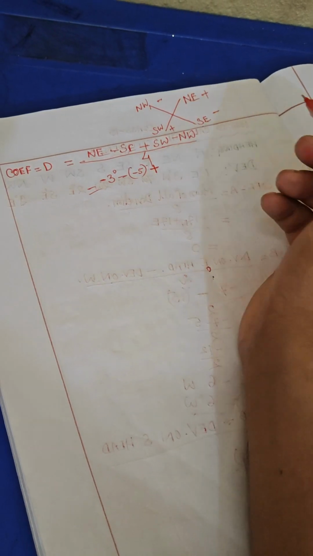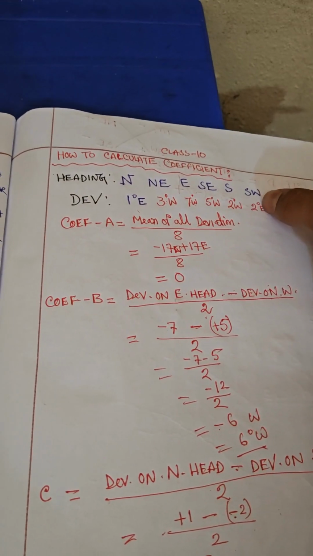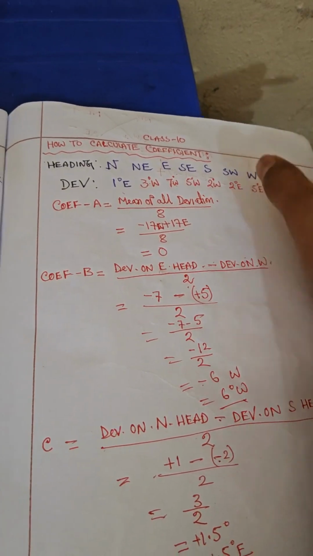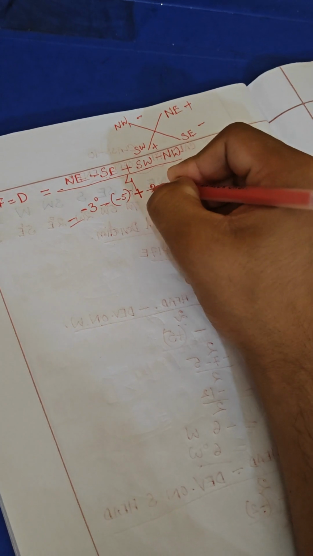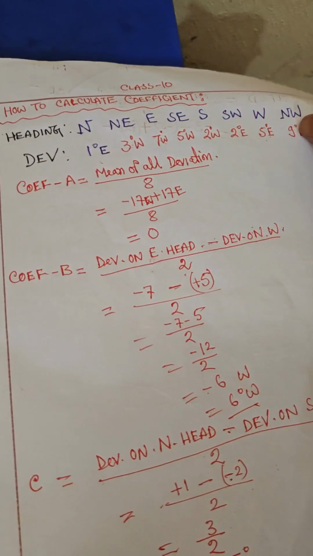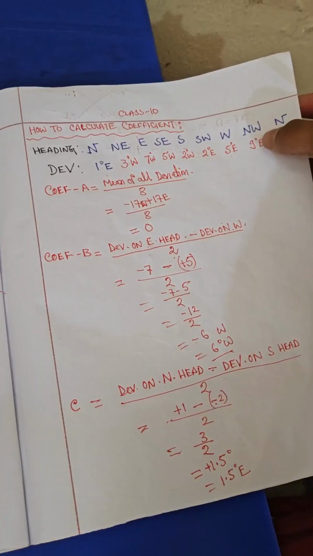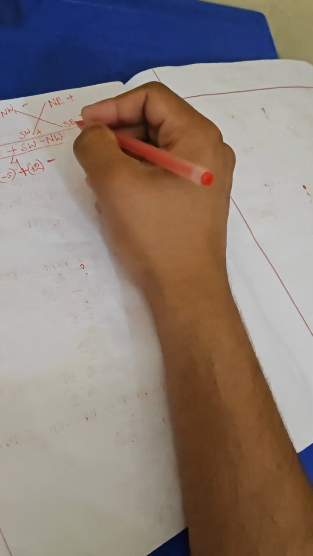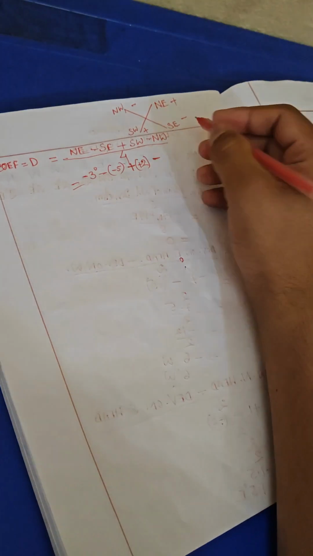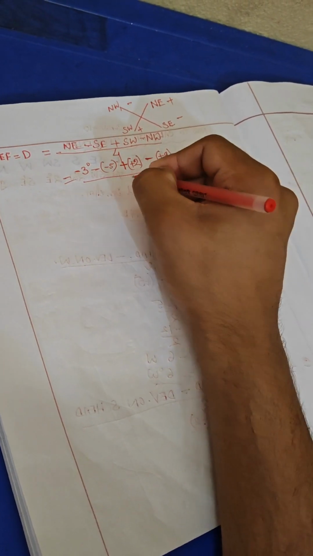After that, for the southwest heading, the deviation is 2 degree east, correct? So southwest heading is 2 degree east, which means positive 2, plus 2, and this minus is from the formula. For the northwest heading, the deviation is 9 degree east, so 9 degree east means positive 9, correct? Plus 9, so divide by 4, correct?